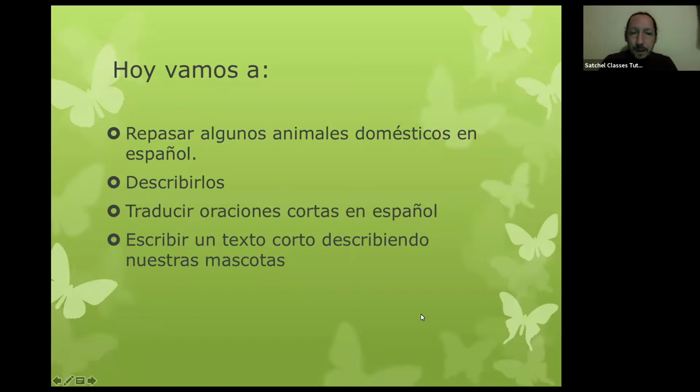Okay? Now, a couple of things. If you don't understand any of these words, repasar means revise. Hopefully you'll be able to understand what animales domésticos stand for. And if you can't, think of pets. And we're going to describe them. We're going to translate some sentences in Spanish. Also, we're going to write a short text in Spanish describing our pets.